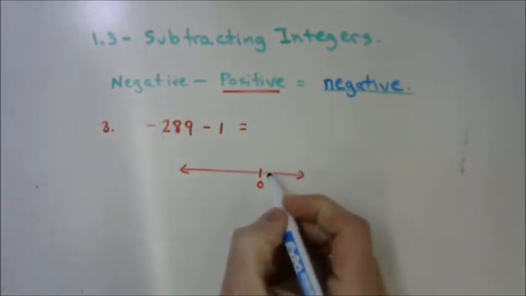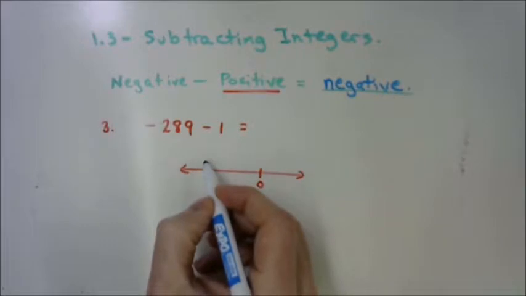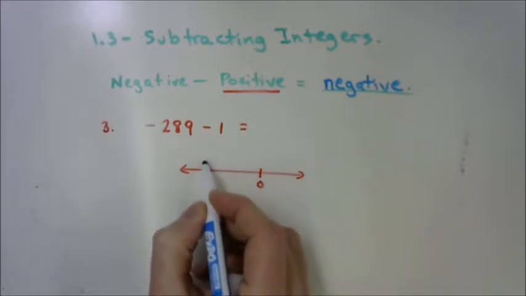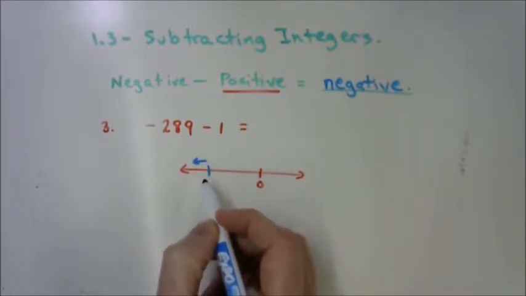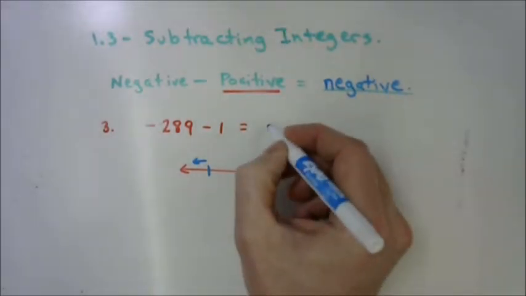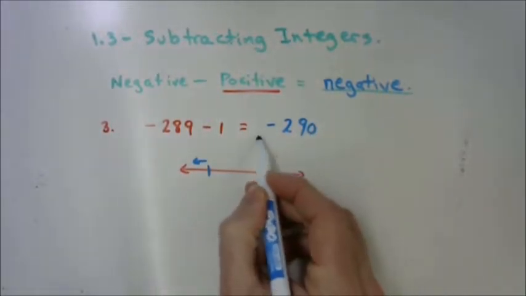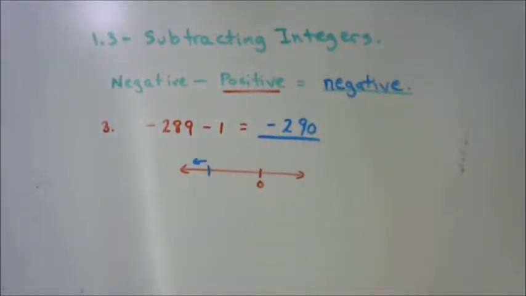This one we're starting way to the left of 0 at negative 289. And which way are we moving, left or right? Left. Just one more to the left, one more further away from 0, which is going to bring us to negative 290. Oh, I got that.